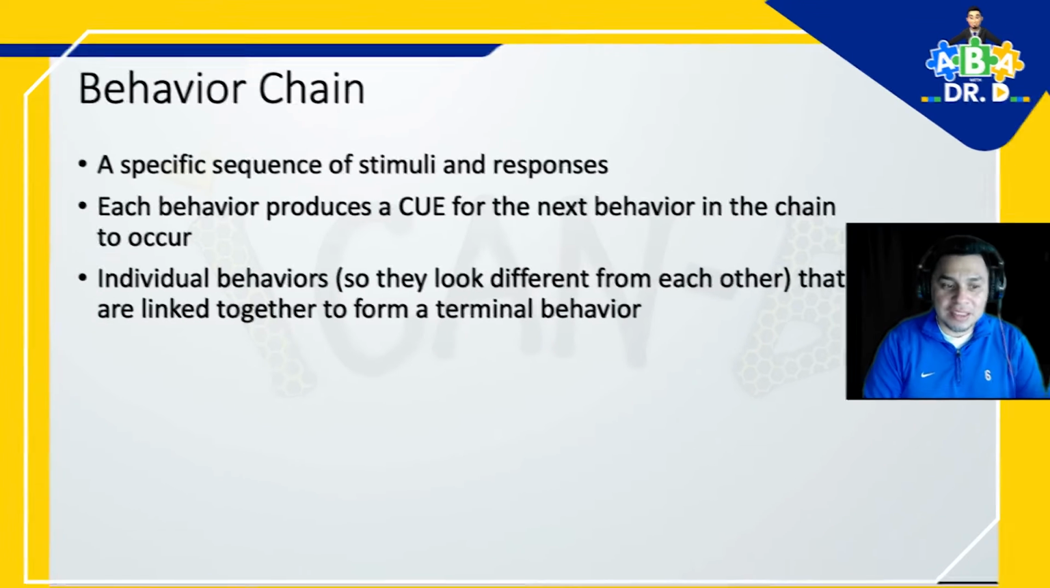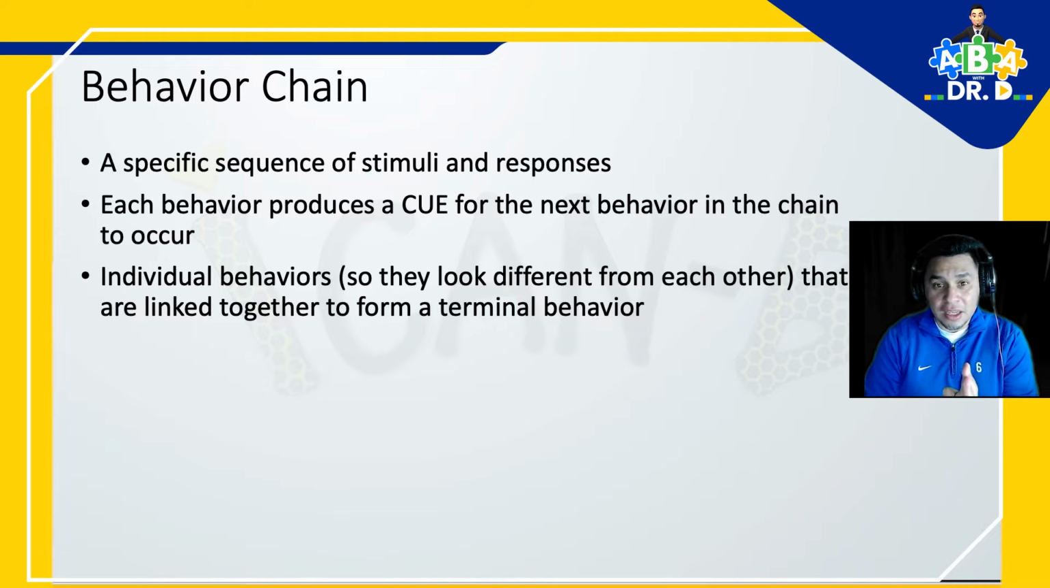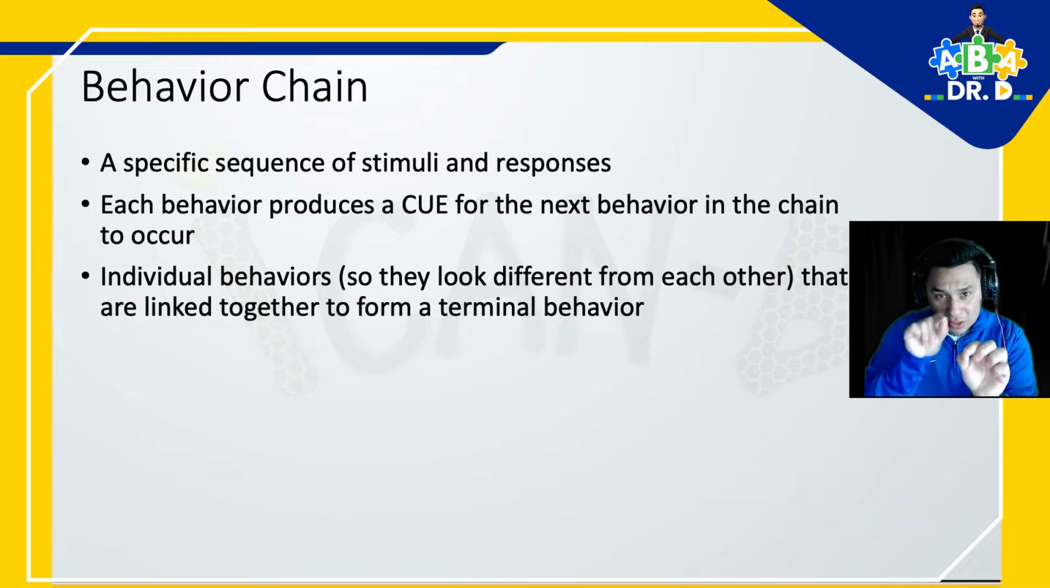Here it says that each behavior produces a cue for the next behavior in the chain to occur. So basically we get a response, and that itself is a cue for the next response, and so on and so forth. We're going to see a visual very soon of how that looks. Individual behaviors, which look different from each other, are linked together to form a terminal behavior. At the end of the day, what we're trying to do is work on a very big skill combined from discrete behaviors.